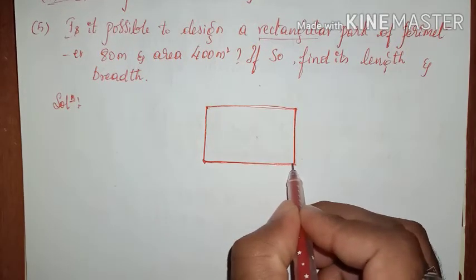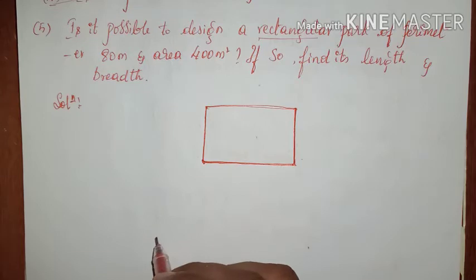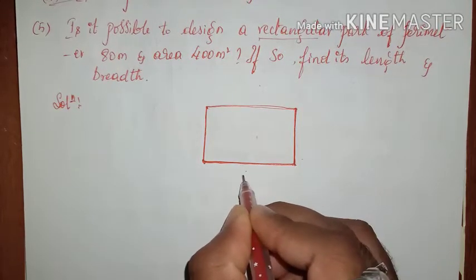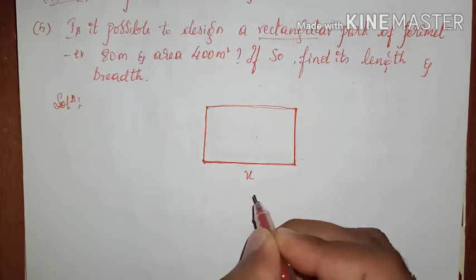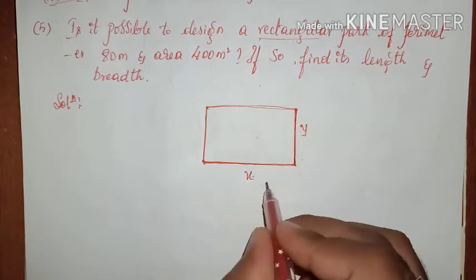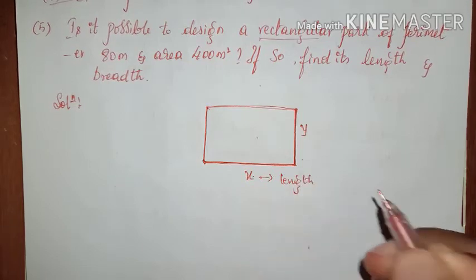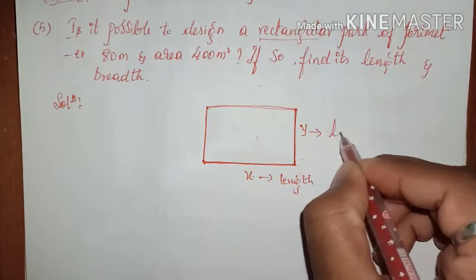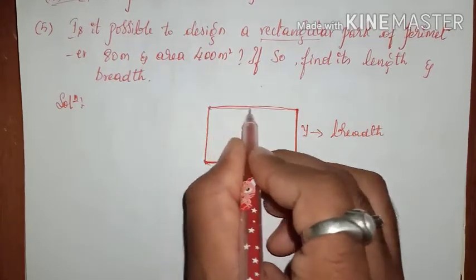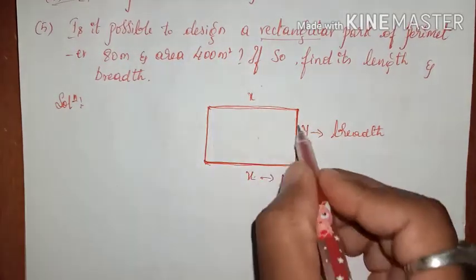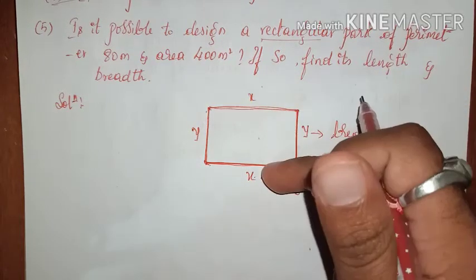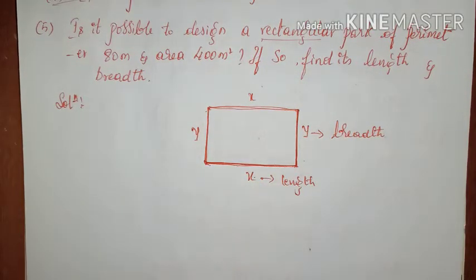We don't know how much each side is right now, but the total perimeter he has given is 80 meter. So let us take this side, we can call it the length, as x, and this one as y. This one is the length, and this one is the breadth. If this is x, this one is also x. If this is y, this one is also y, because in a rectangle opposite sides are equal. You must know the properties of the rectangle.